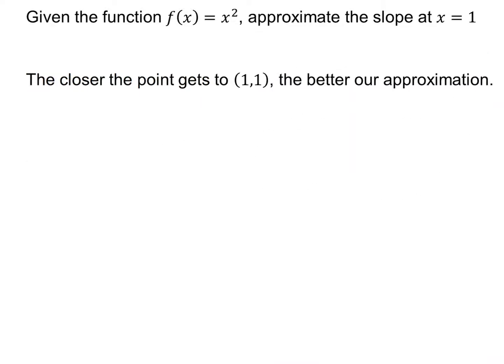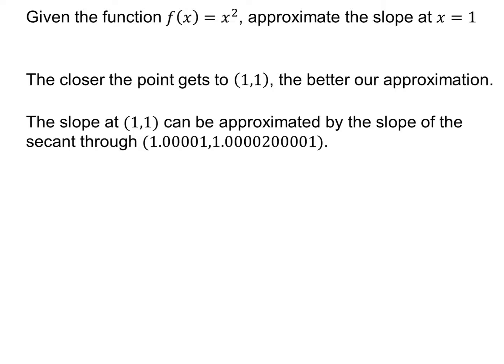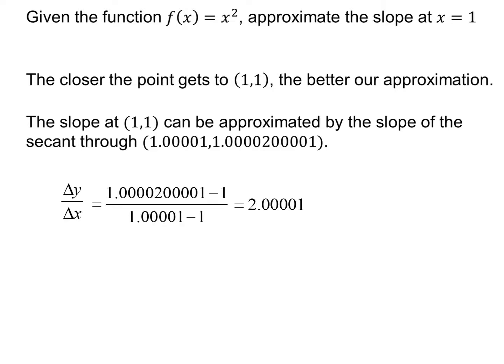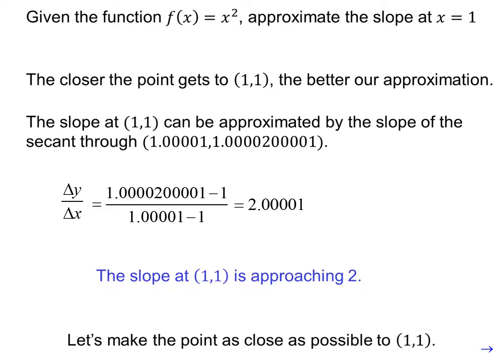All right, now we're going to make this point get closer and closer to (1, 1). So if we let x equal 1.00001, if we plug that into y equals x squared, we get a y value of 1.0000200001. And we can find the slope of the line connecting these 2 points, 2.00001. So we can see that the closer we get, our slope is approaching a value of 2. Now, we haven't proved this yet. We can confirm it by making that point as close as we possibly can to (1, 1).